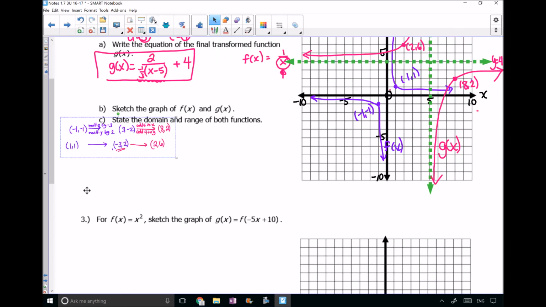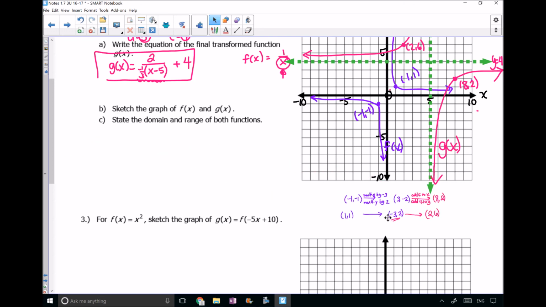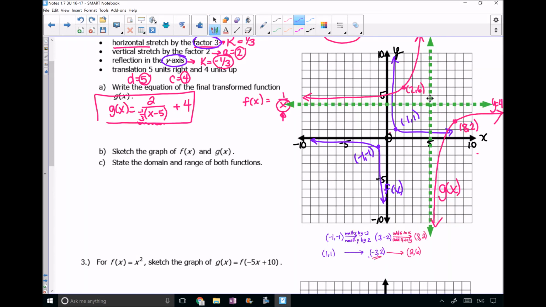Okay, so question C asks us to state the domain and range of both functions. So I'm just going to move this over here. Let's start with f of x. So for f of x, right here, if I look at my graph, I can see that my graph is going to touch every single x value, except it will not be able to touch this 0 right here. So I can say that the domain is going to be all real numbers except x can't equal 0.